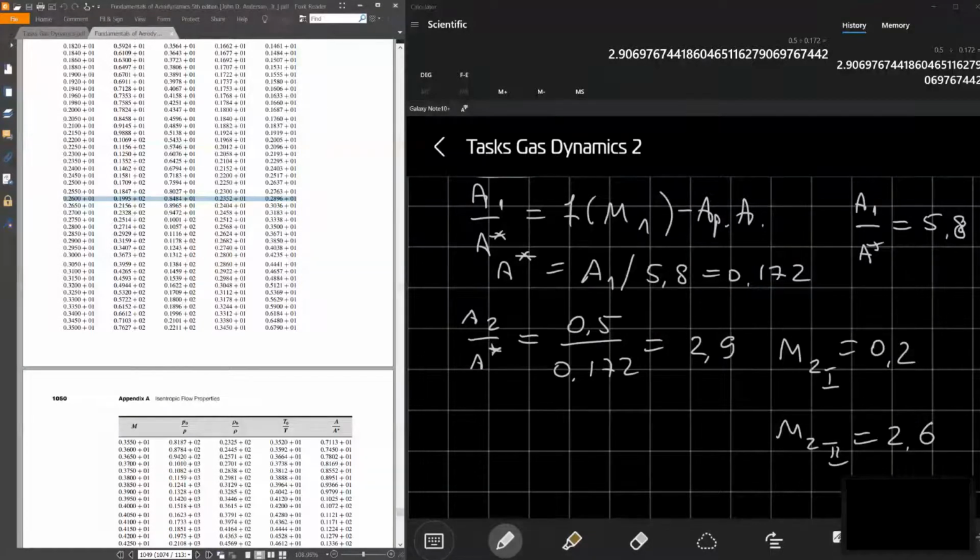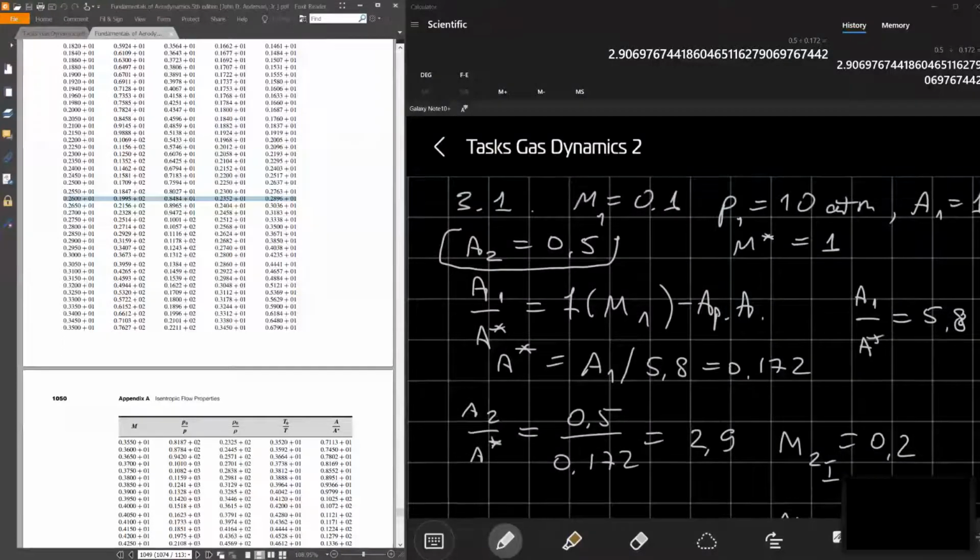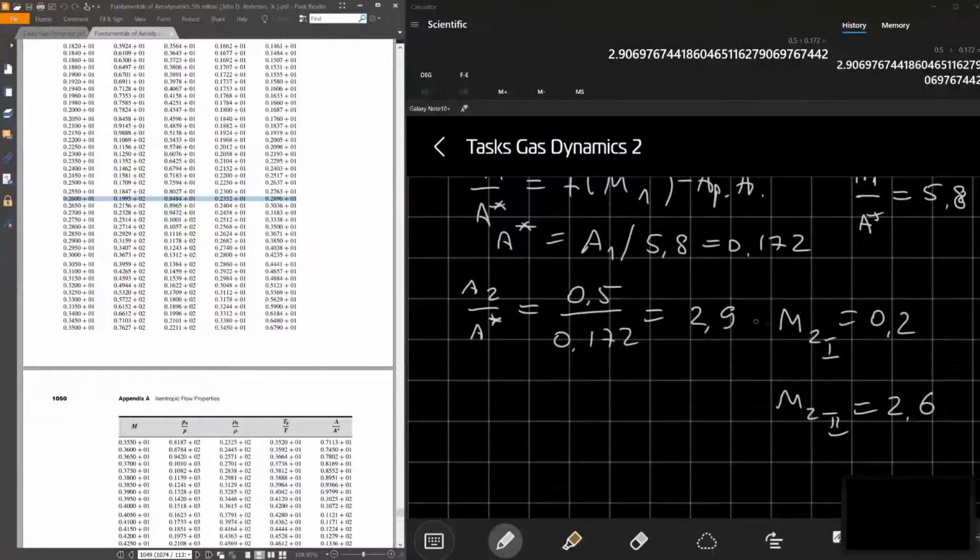Now let's see the pressure. We had pressure 1 defined, and I would like to know what is pressure 2. Pressure 2 also will correspond to these two solutions. One pressure will be corresponding to flow at Mach 0.2, and the second pressure will correspond to supersonic Mach 2.6. Let's see the first case. So Mach 0.2, I will calculate this value of pressure.